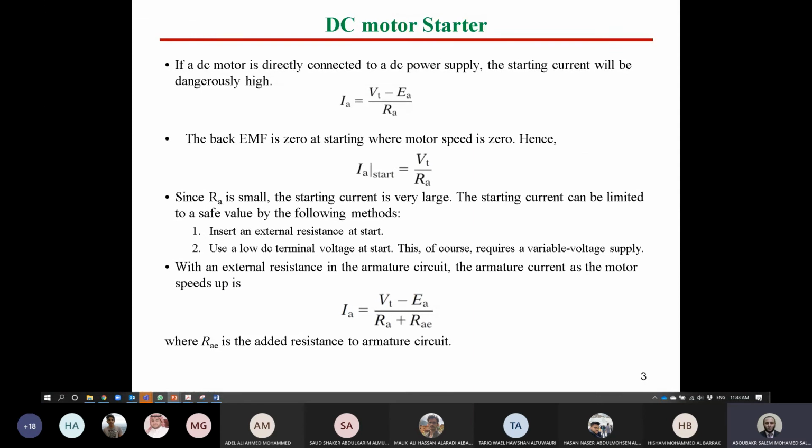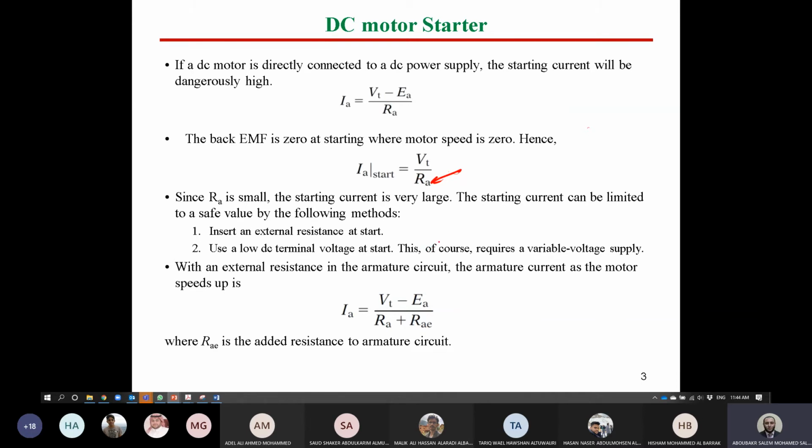So what can we do, guys, in order to limit the starting current in DC motors? The technique previously used was to add resistance at starting, to increase the value of RA, in order to obtain limited starting current. You can also reduce the terminal voltage in order to get a small current, and we actually prefer this in solid state drives instead of adding resistance. Why? Because adding resistance consumes some power during starting.